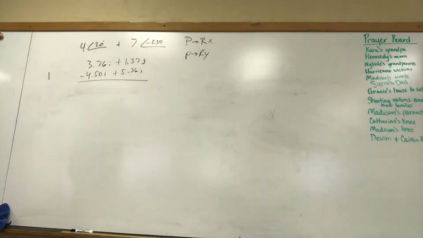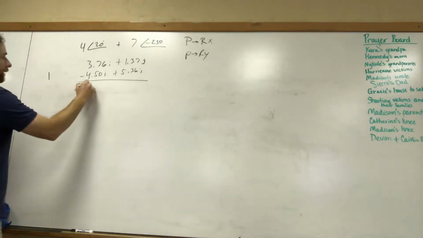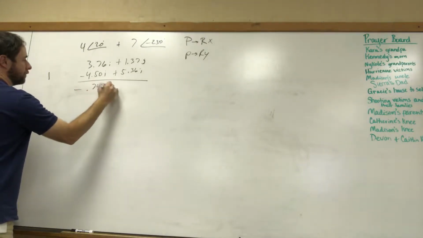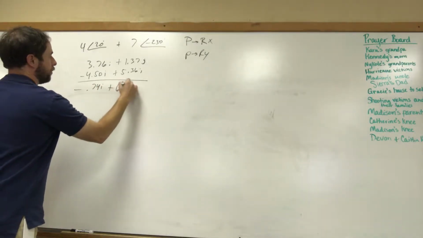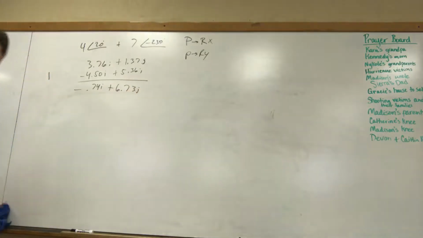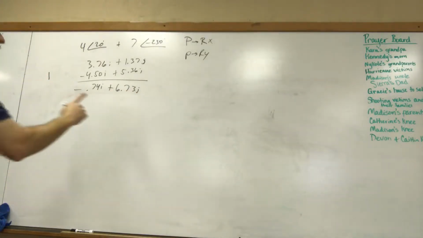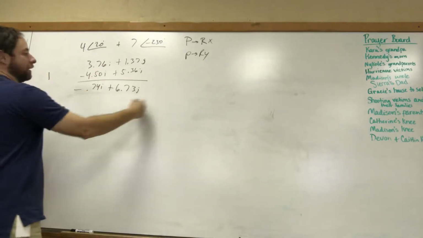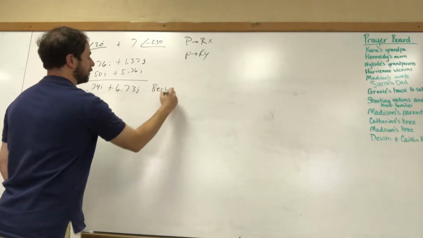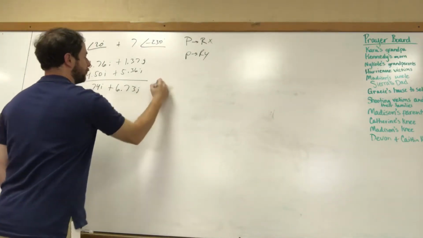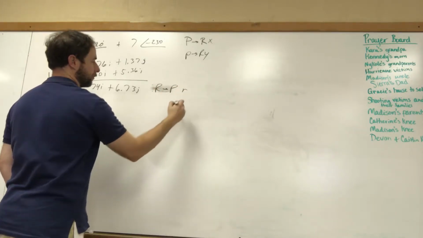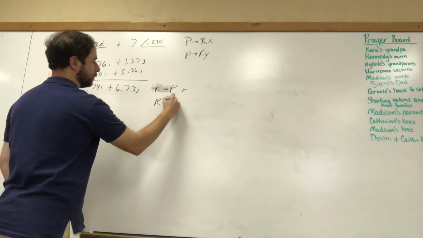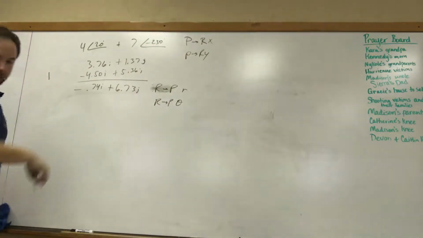Add these two together. When you add them together, you're going to get negative 0.74i plus 6.73j. Now this is the answer added together, but it is in rectangular form. So you're going to have to go from R to P for the radius, and then R to P for theta in order to get your answer.